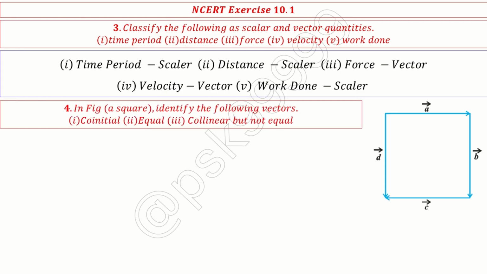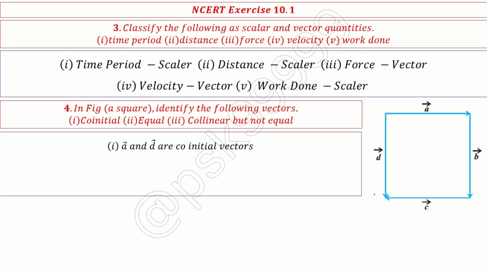This is a square and things are mentioned here, vectors. What are co-initial vectors? Those which have the same initial point. If you see here, at this point there are two vectors starting from here, A bar and D bar, correct? They are co-initial vectors. Then equal vectors are D bar and B bar. They are parallel and of the same size, so they are equal vectors. Collinear vectors, but not equal: A bar and D bar look, size is same.